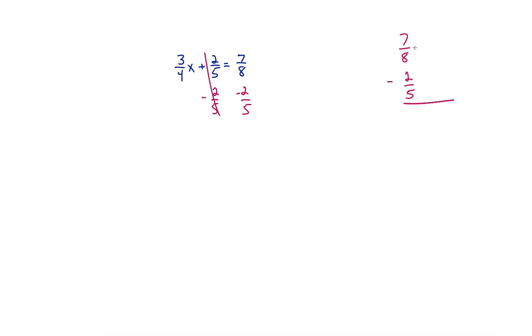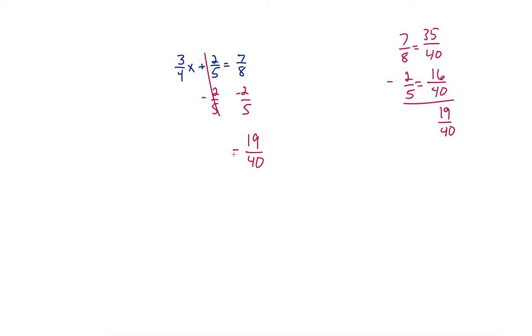Alright, we have to come up with a common denominator when we're adding and subtracting fractions. So our common denominator will be 40, the least common denominator. So 8 goes into 40 5 times. 5 times 7 is 35. 5 goes into 40 8 times, and 2 times 8 is 16. So I'm left with 35 minus 16, which gives me 19. So I have 19 40ths. So 7/8 minus 2/5 is 19 40ths.